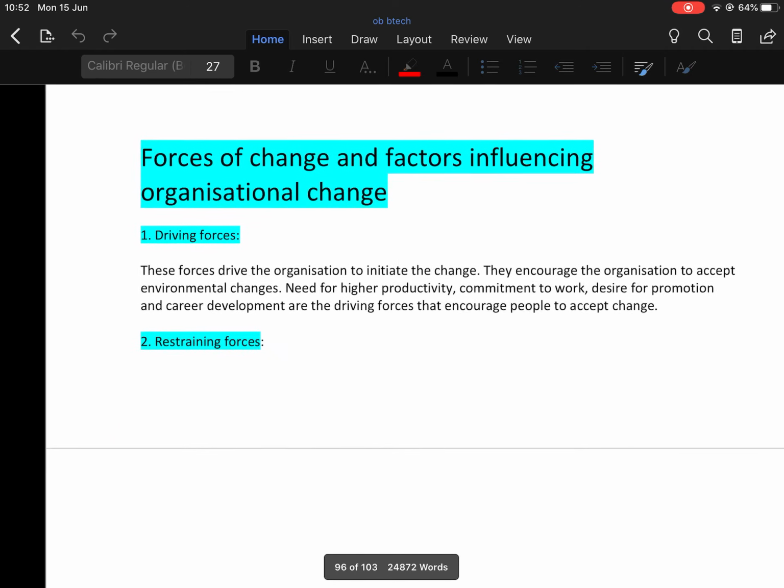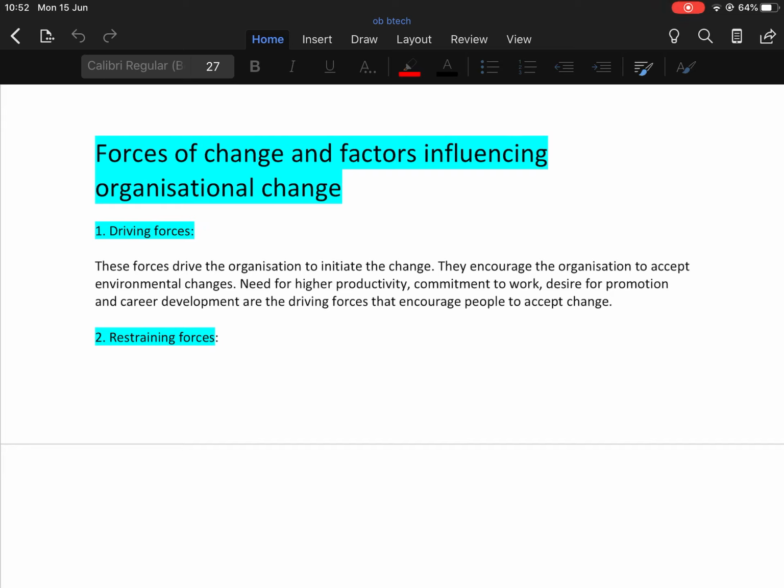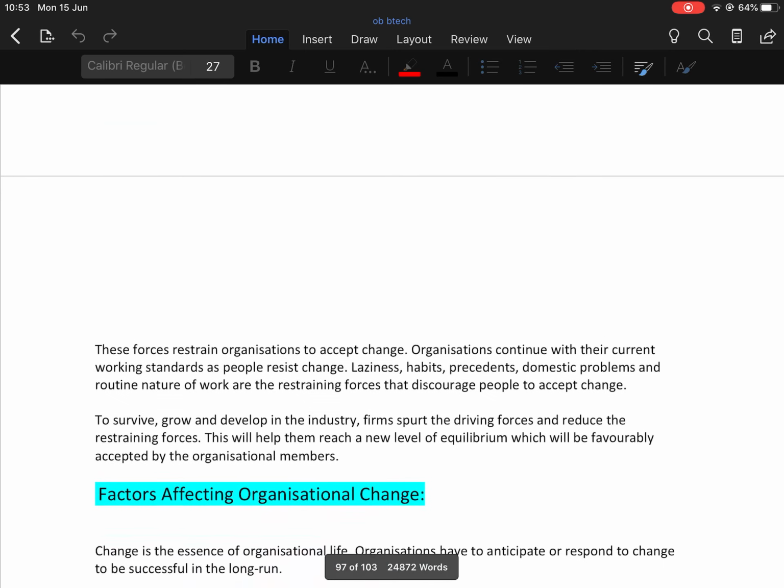Now, the next topic is forces of change or factors influencing organizational change. First is driving forces. These forces drive the organization to initiate the change. They encourage the organization to accept environmental change. Need for higher productivity, commitment to work, desire for promotion, and career development are the driving forces that encourage people to accept change. Second is restraining forces.